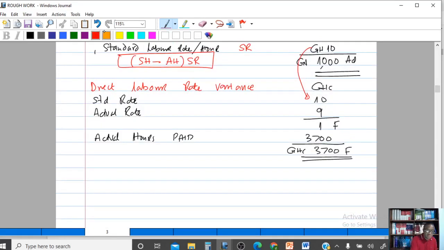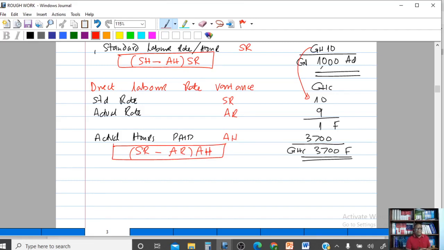So yes, as you can see, we did standard rates, actual rates, actual hours. They're beautiful. So that is the formula for a direct labor rate variance. Now, as I did in the previous one, we could expand this to be actual hours at the standard rates, actual rates, actual hours.